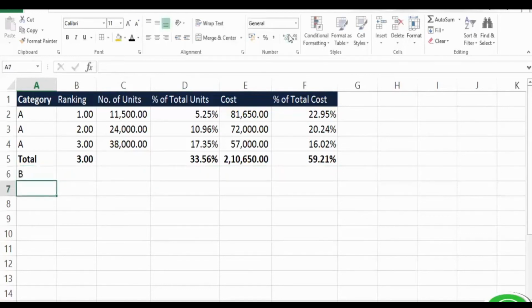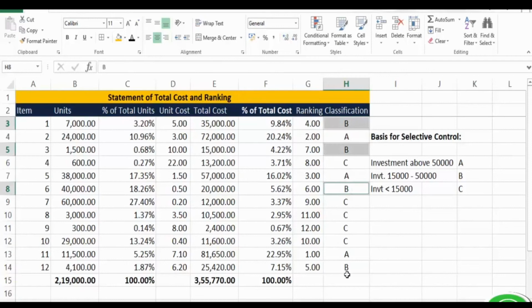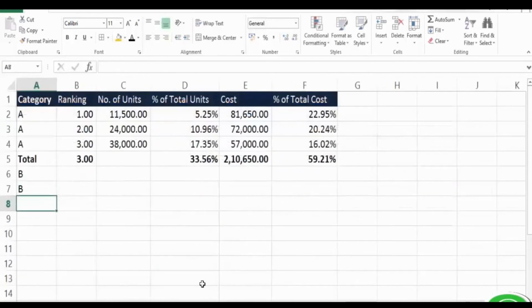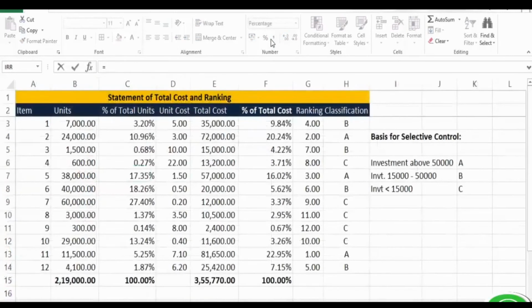Okay, so what we understood is there are 1, 2, 3 and 4 B's. Let's capture that. So there are 4 B's and they come under the rank 4, 5, 6, 7. So let me convert them. They come under rank 4, 5, 6, 7, and the number of units we know.